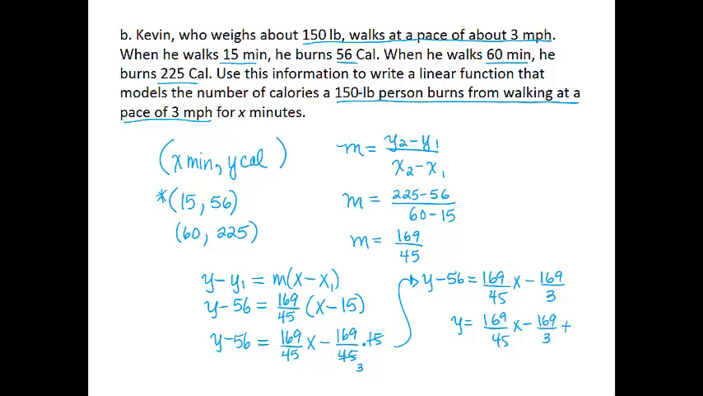If I add 56, notice that I need to get a common denominator, and that common denominator is 3. 56 is really 168 divided by 3. And so my model is really 169 divided by 45x. Negative 169 plus 168 divided by 3 is really negative 1/3.